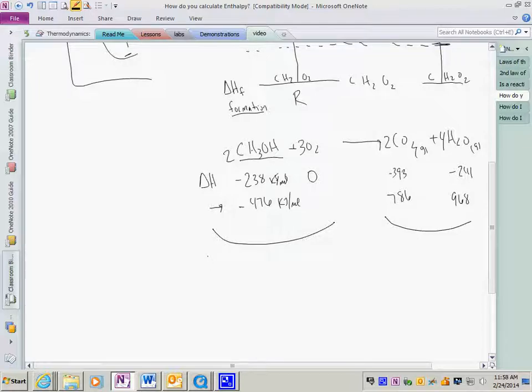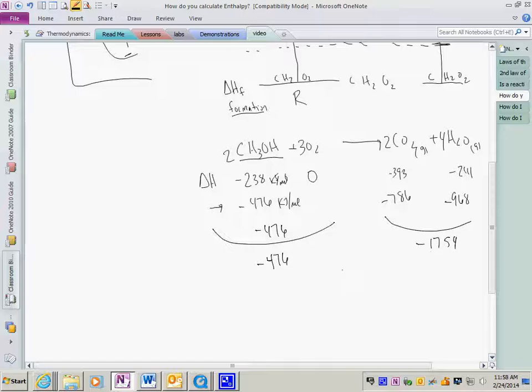All right, so this side's pretty simple. It's just a negative 476. I'll put that right here. This one is going to be a little bigger. Again, both of those values are negative. 786 plus 968 equals a negative 1754.